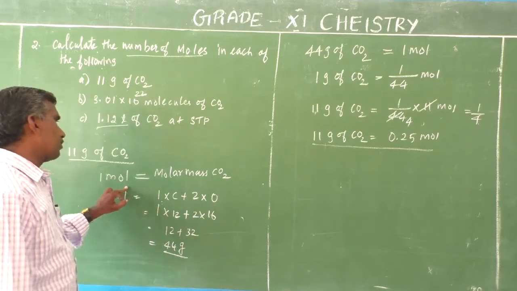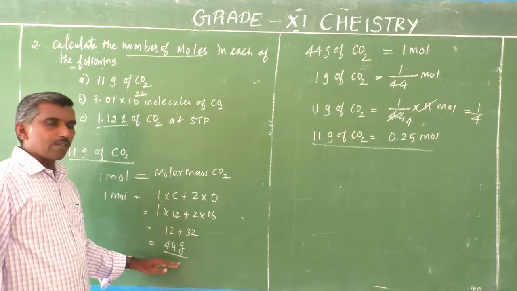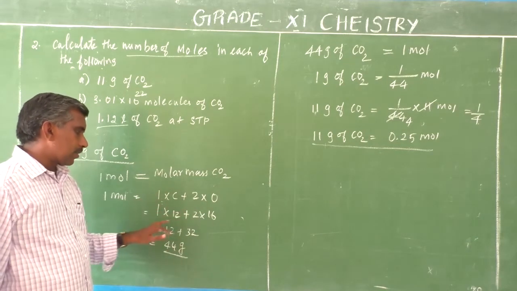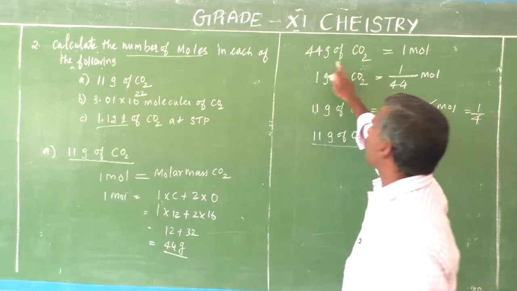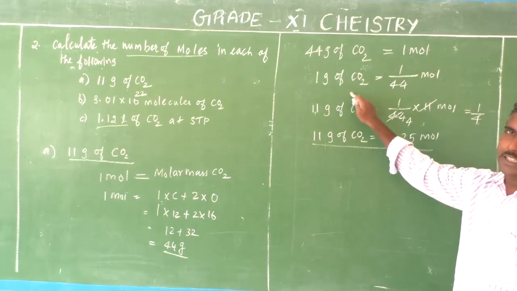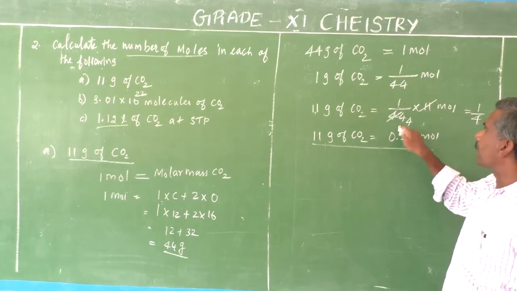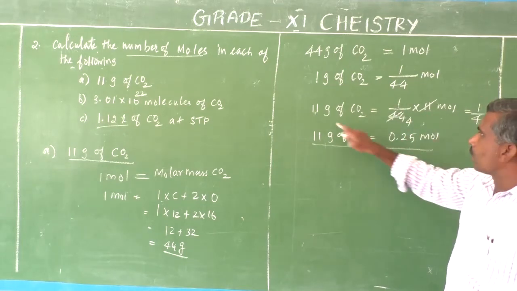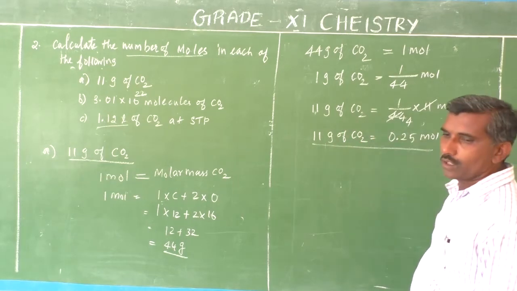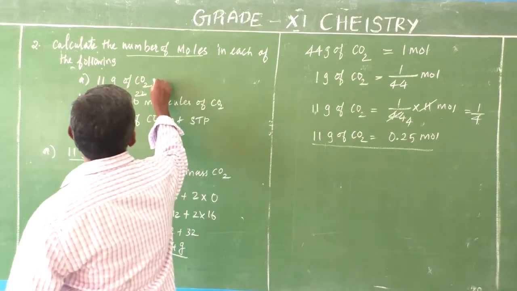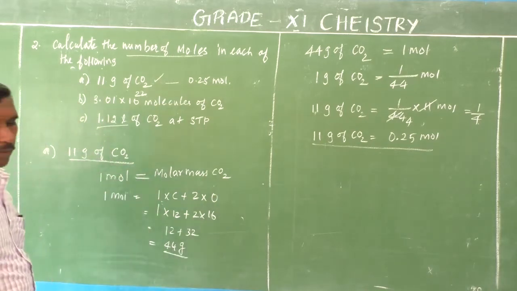So first you find 1 mole is equal to the molar mass of carbon dioxide. Molar mass is the atomic mass: 1 carbon, 2 oxygen, you substitute atomic mass, that is 44 gram. So 44 gram of carbon dioxide is 1 mole, 1 gram is 1 by 44 moles, and 11 gram is 1 by 44 into 11, that is 1 by 4. So 11 gram of carbon dioxide is 0.25 moles. This is the answer.